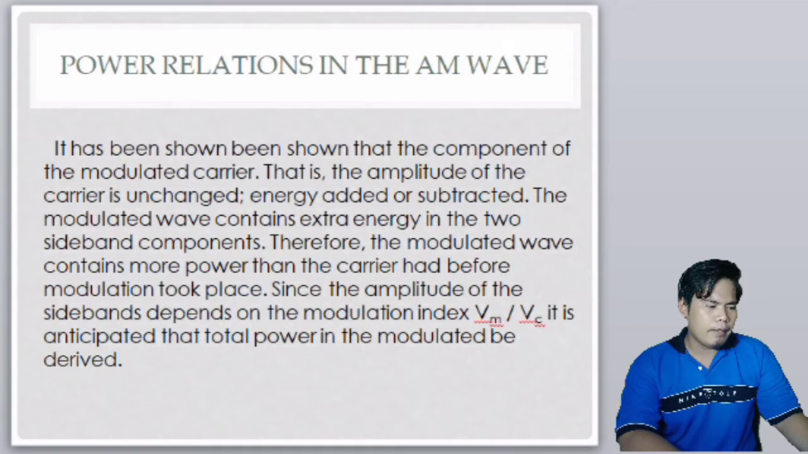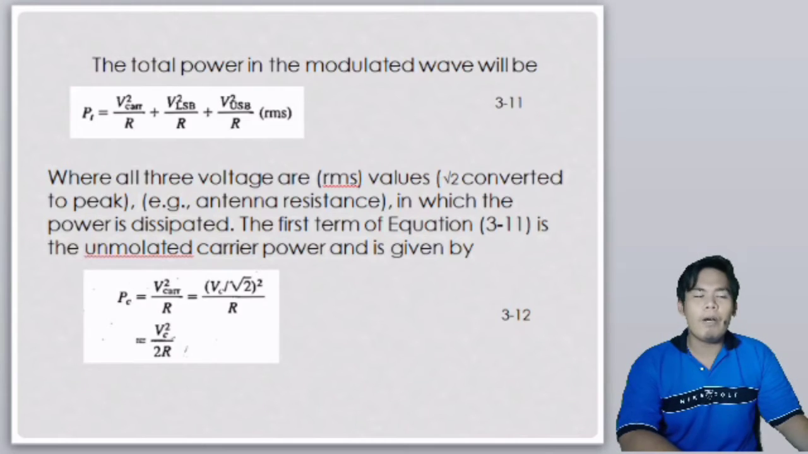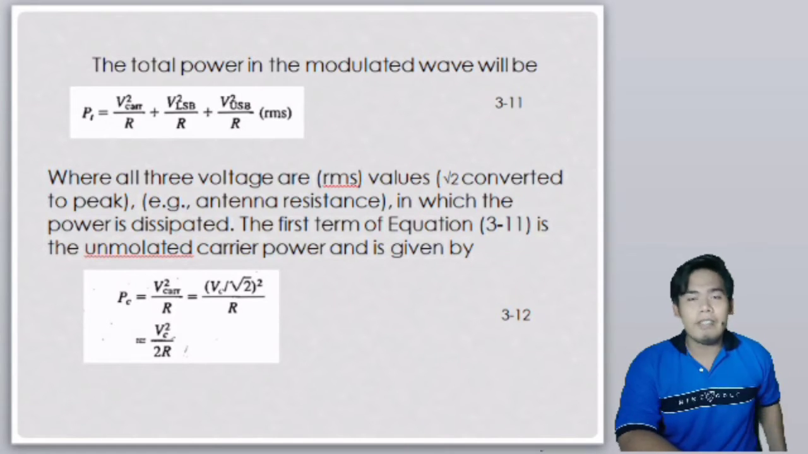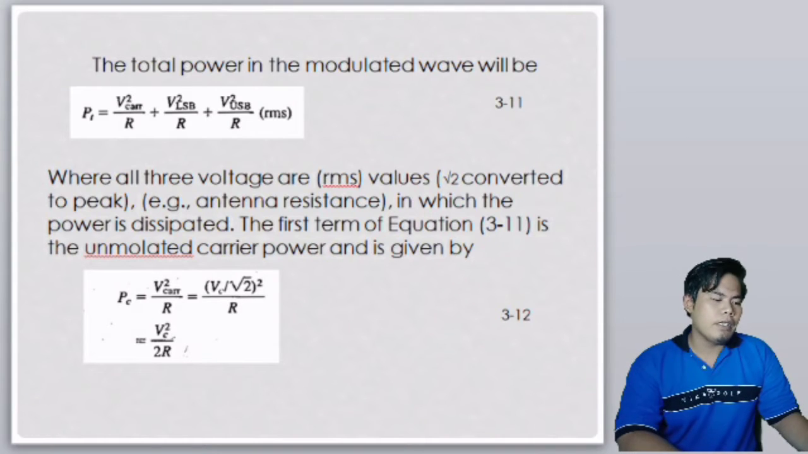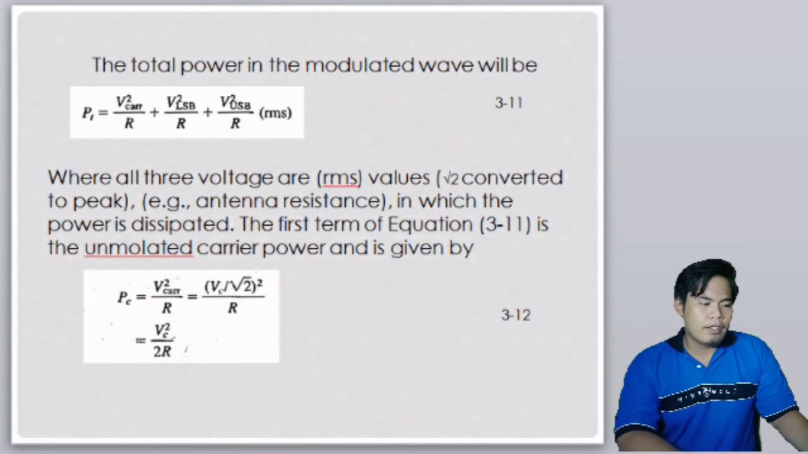Since the amplitude of the sideband depends on the modulation index, the modulating voltage over the carrier voltage, it is anticipated that the total power in the modulated wave can be derived. The total power in the modulated wave will be PT is equal to the voltage carrier squared over the resistance, plus the voltage lower sideband squared over the resistance, plus the voltage upper sideband squared over the resistance, where all three voltages are RMS values in the resistance R in which the power is dissipated.